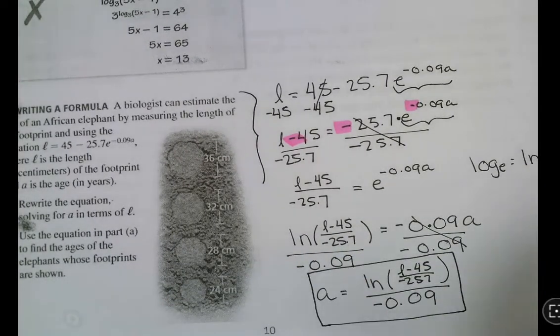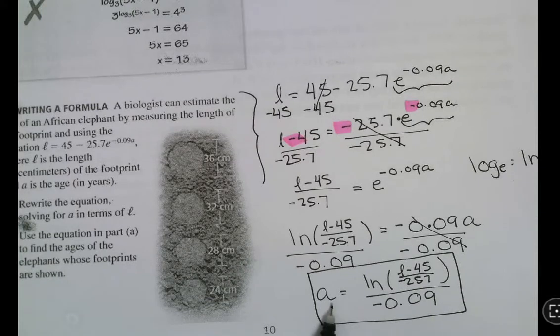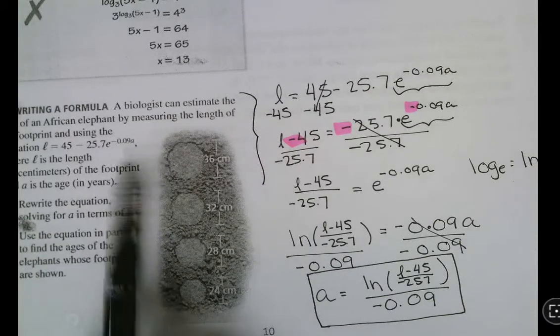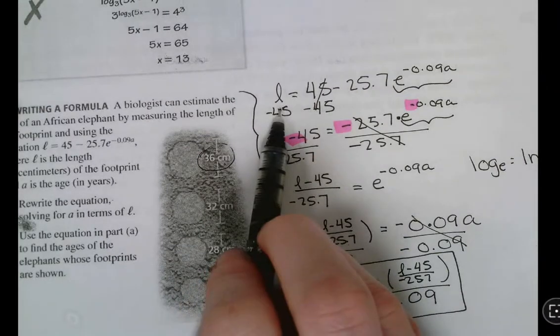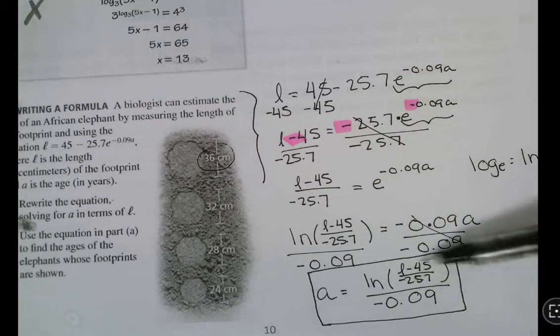Now, this is really nice to have because it's saying, we're giving you lengths, you can tell us the age. Another way they could have done this is, we're not going to make you rewrite this first. We're just going to say we're giving you 36 as your length. Plug it in, solve for your age. It'd be the same exact steps. You would just have an actual value inside your logarithm at the end instead.